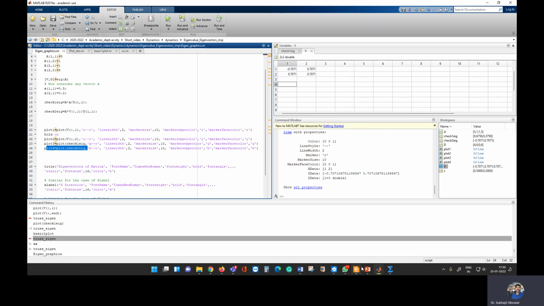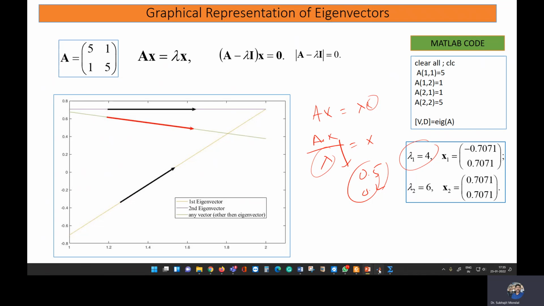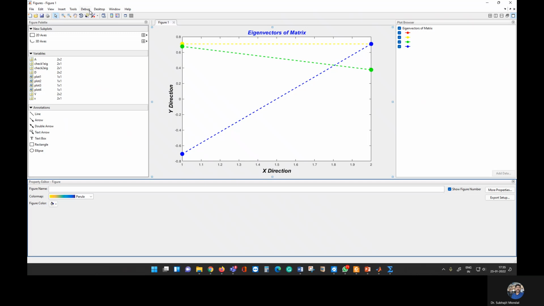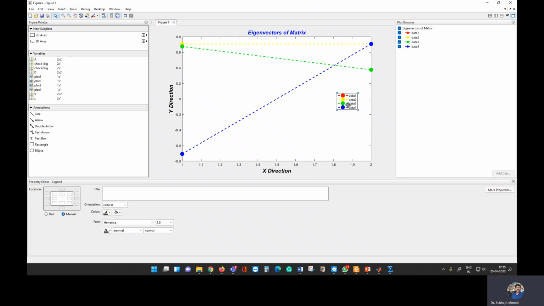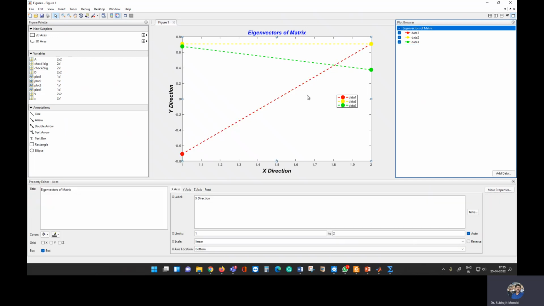So I try to plot the fourth eigenvector. Here you can see that your fourth one is basically overlapping with the first one. The first one is red and the fourth one is blue. So if I try to remove that fourth one, you can see this third one.